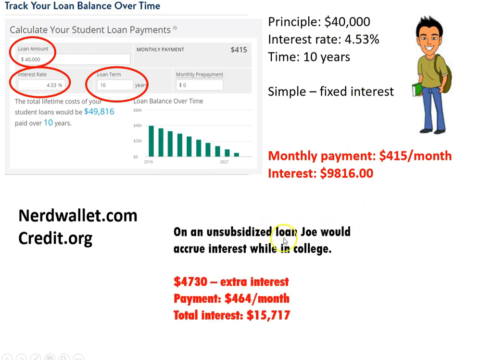Now, if he had had an unsubsidized loan, he would have been accruing interest while he was in college. So that would have been an extra $4,700. His new payment would have been $464, just about $50 a month more. But over the course of those 10 years, because of the interest he was accruing while he was in school, during those 4 years that he didn't pay down and it got capitalized into the balance, he would have paid almost $16,000 in interest. So about 50% more, a good amount more than what he would have paid before.